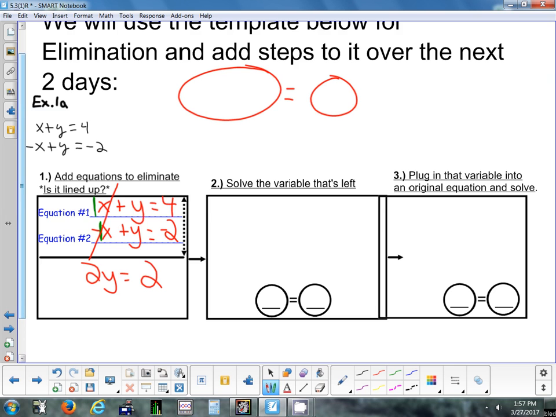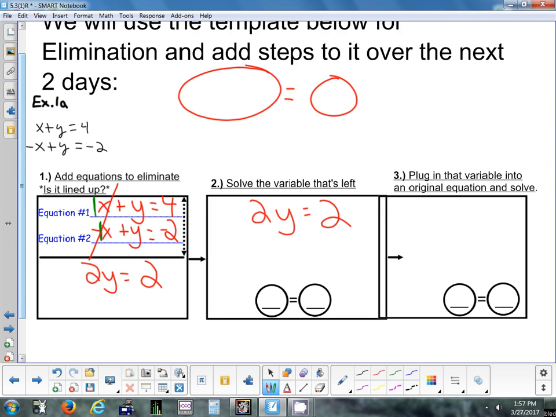All right, I eliminated. I'm going to take what's written here, the 2y equals 2, and I'm going to put that in the middle box. Because my second step is going to be what? What's it say? Solve the variable that's left. In this case, the x is eliminated, so I have y left.